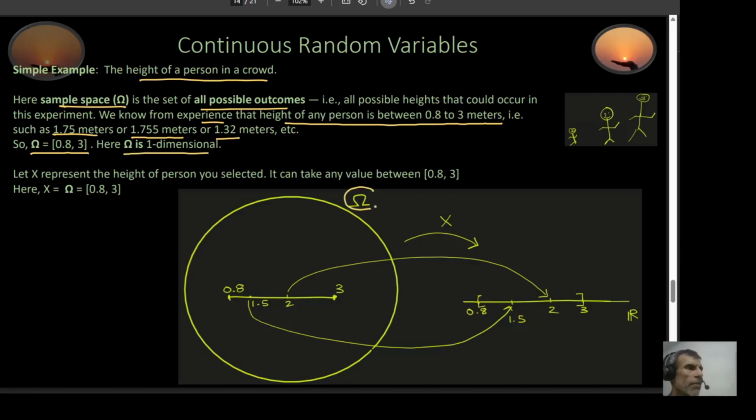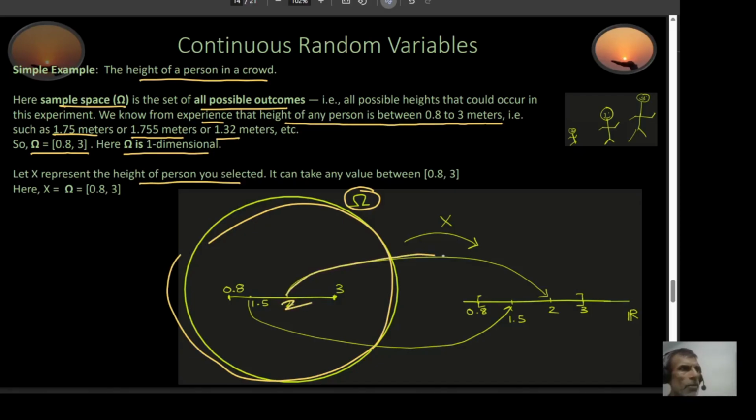Using my Venn diagram, if I represent my sample space, this is how it looks. Now you can map. Let's say you randomly select a person and you measure his height. His height can take any value between 0.8 and 3. Let's say his value is 2. This 2 gets mapped to 2 over here. What if you select another person whose height is maybe 1.5? This 1.5 gets mapped to this 1.5. In other words, every value that you can get over here, you can get in this space over here. So think of this X as a mapping function. In this particular instance, my X and my sample space are exactly the same.